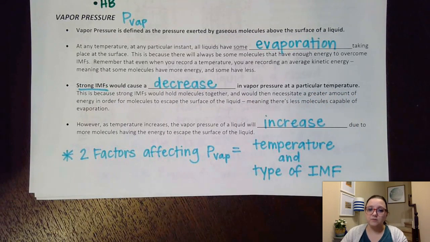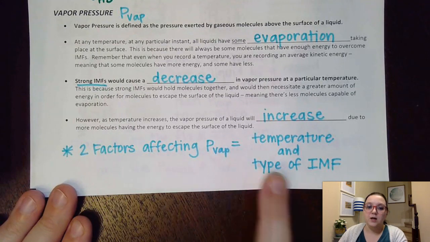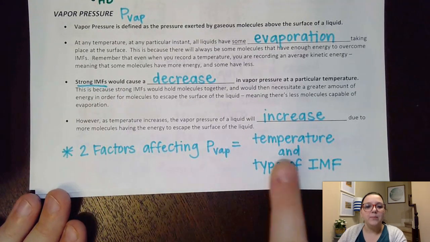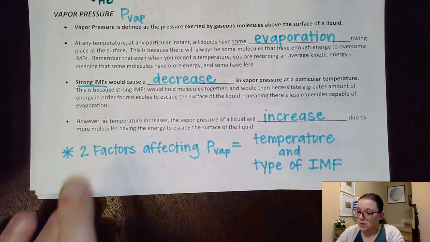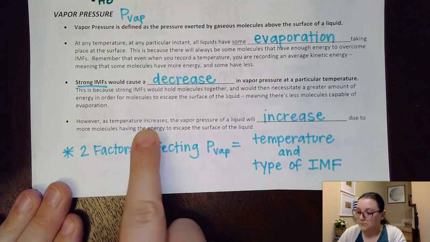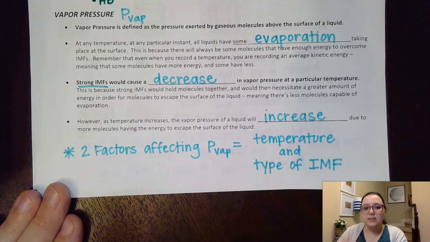We have to be careful here because there are actually two factors that affect vapor pressure. The type of IMF is one of them, but temperature also affects vapor pressure. We'll see a chart with that in just a moment. So here's the deal. As temperature increases, the vapor pressure of a liquid will increase. And let's talk about why.